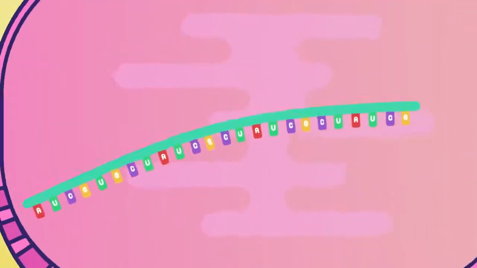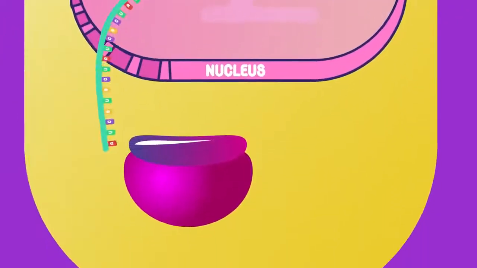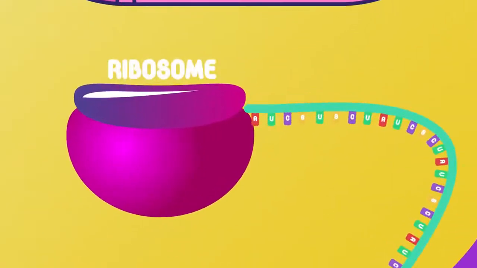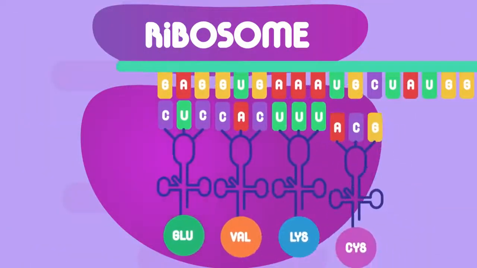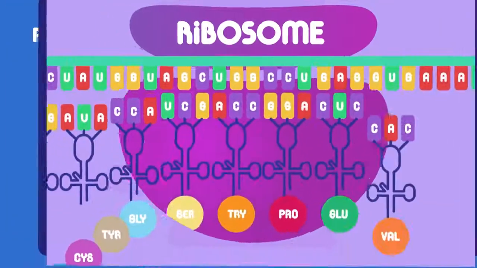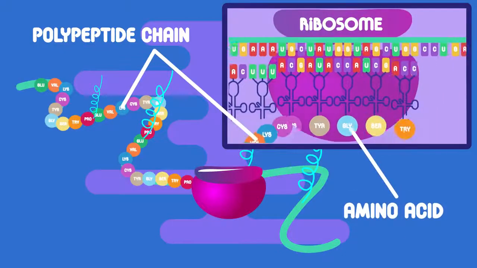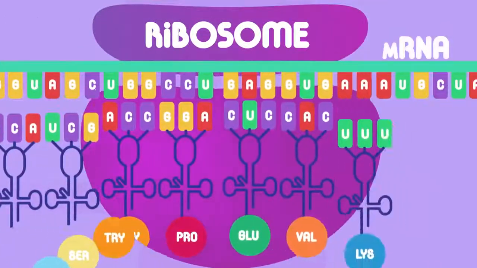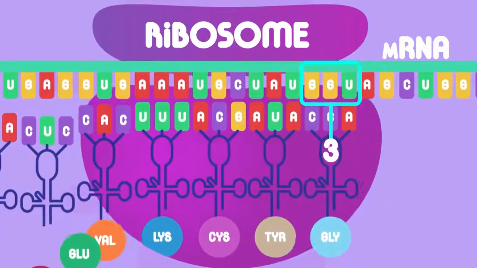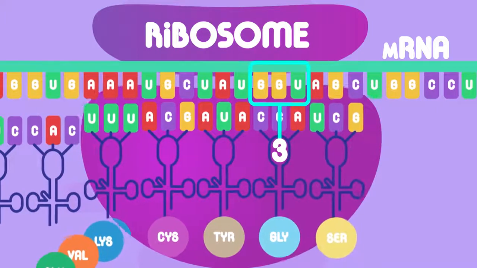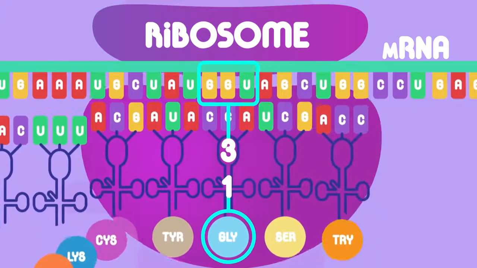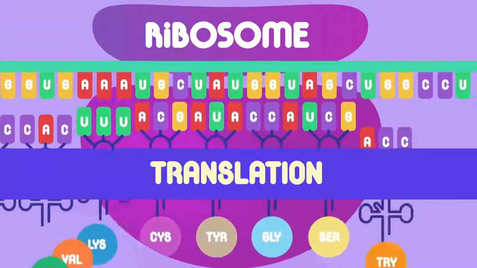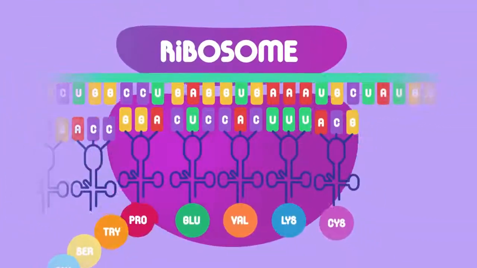The mRNA then travels from the cell nucleus and out into the cytoplasm until it reaches and attaches to a ribosome. The ribosome then sticks amino acids together to make a polypeptide chain, following the order of amino acids as coded for by the mRNA. 3 base codons on the mRNA code for 1 amino acid, and this whole process in the ribosome is called translation.